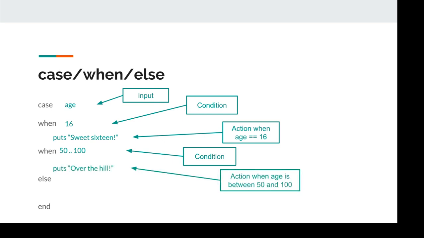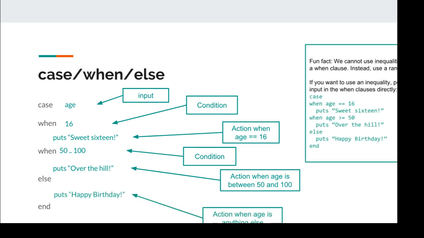So we'll say over the hill, and in every other case we say happy birthday. We can't use inequalities in a when clause. Instead, we can use a range. If you want to use an inequality, you can put the input in the when clauses directly. So you can do it the way I have it written there. Okay? But I really like using the input in the case statement.